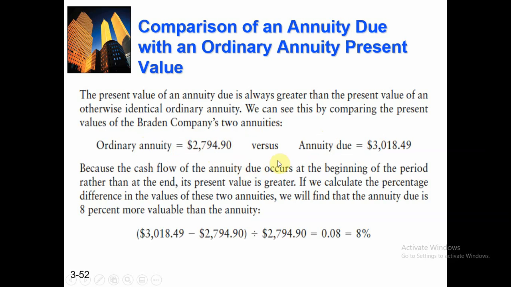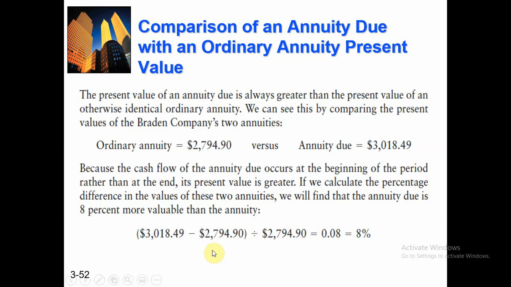The reason is that in annuity due we deposit the cash at the start of the time period, while in ordinary annuity we deposit the cash at the end of the period. So that's why this value is greater, because in this cash flow stream your cash flows are closer to the present time period. That's why this value is greater than the ordinary annuity.